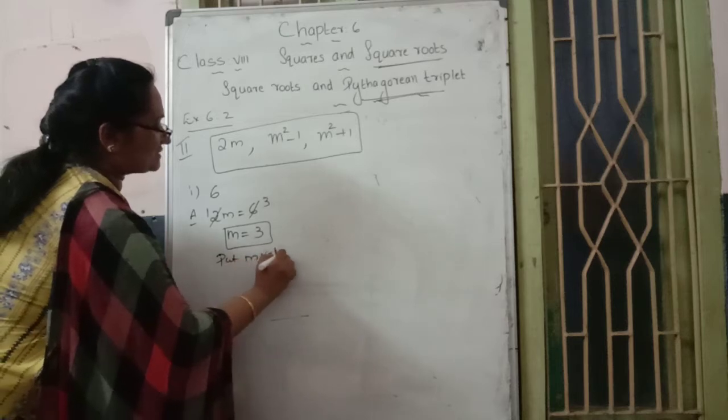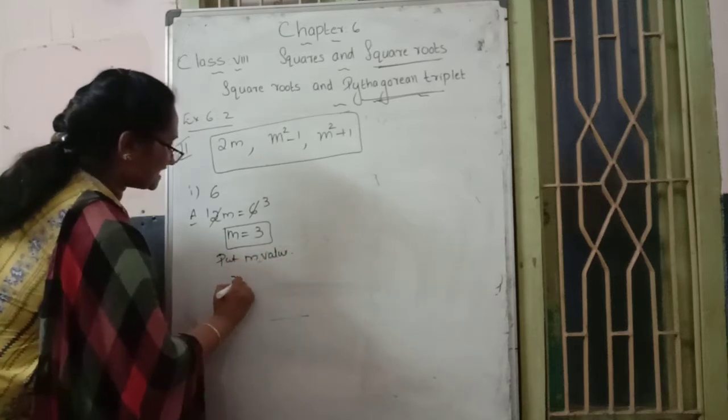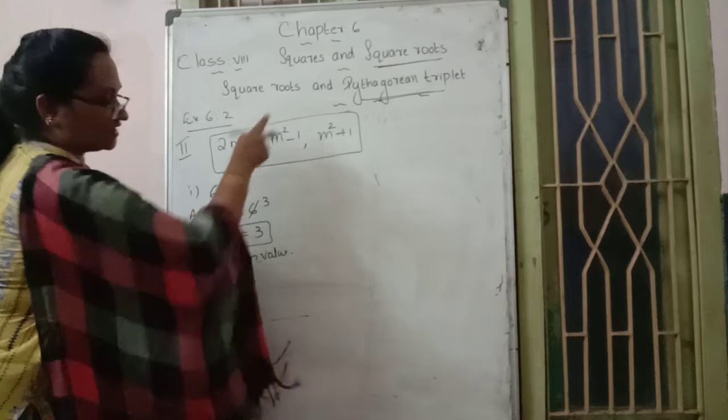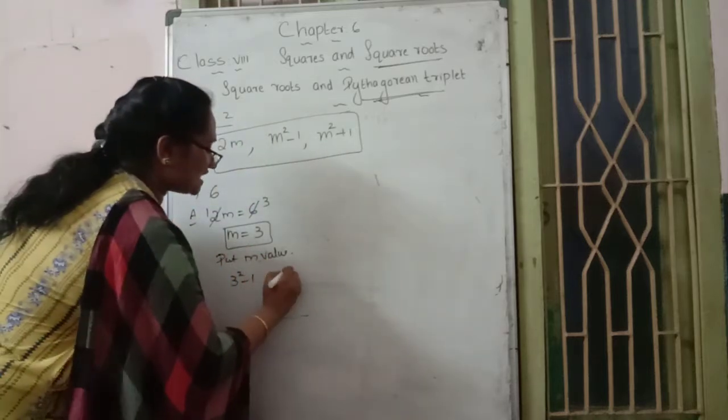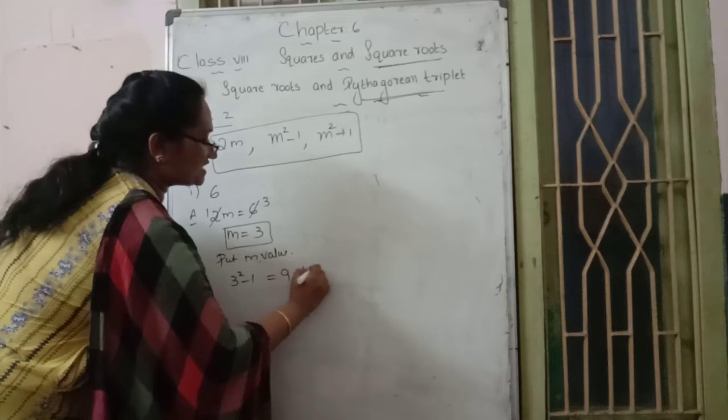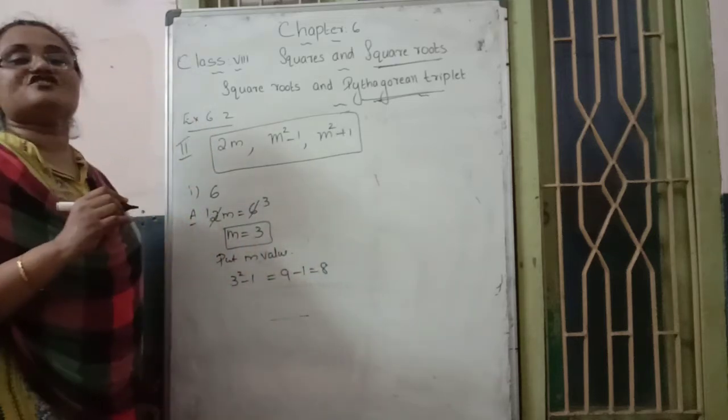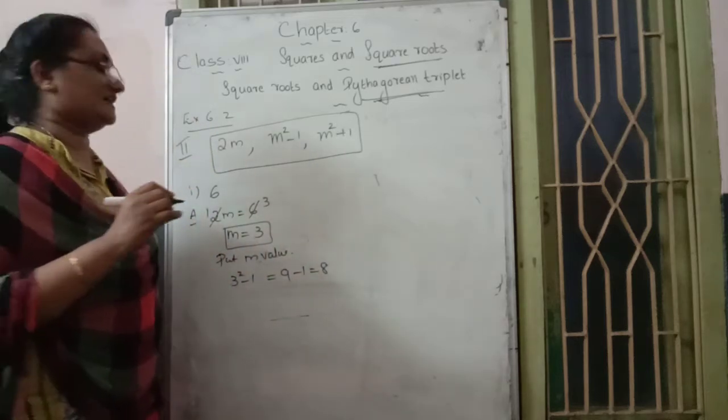So the m value substituted in place: 3 square minus m square... that's why 3 square minus 1. 3 square becomes how much? 9 minus 1 is equal to how much? 8 is the second number.